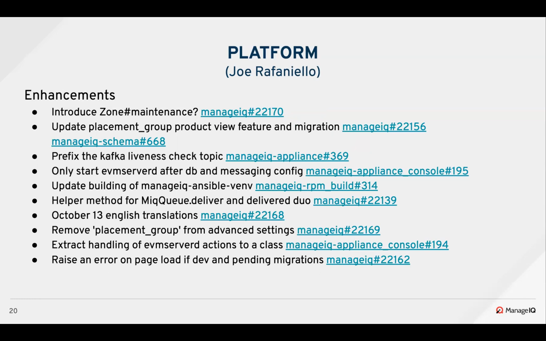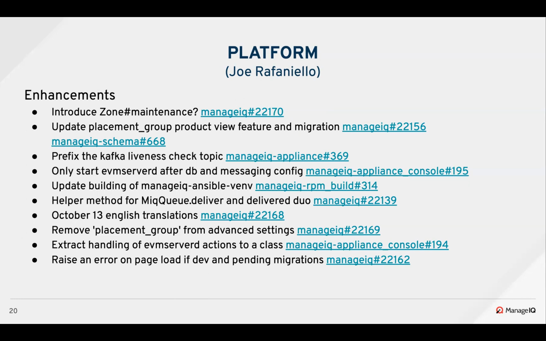Okay, for core enhancements, Keenan added the zone instance method maintenance question mark, and that was hiding some implementation details that we were exposing previously. Next, Jay normalized the placement group product feature to be consistent and added a migration to change the existing databases. Adam added a ManageIQ prefix to the existing topic for the Kafka liveness check to avoid conflicts and clarify that ManageIQ manages it. Adam also enhanced the appliance console to only stop and start EVM server D after configuring both the database and messaging instead of around each one of them.